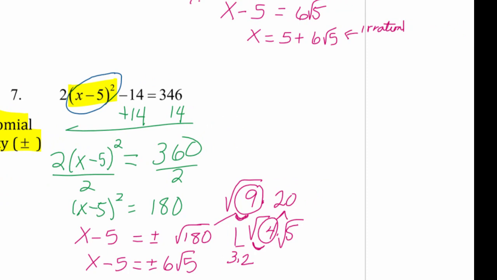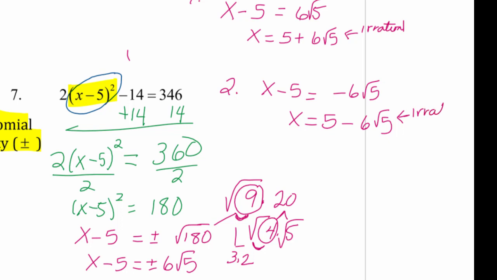Number 2, the second answer, because again, we expect 2 answers with a quadratic, don't we? x minus 5 equals negative 6 square root of 5. And again, we're going to add the 5, so x equals 5 minus 6 square root of 5. And again, we're going to keep the answers like this. This is another irrational root. And so our 2 answers are these interesting looking irrational numbers, right?